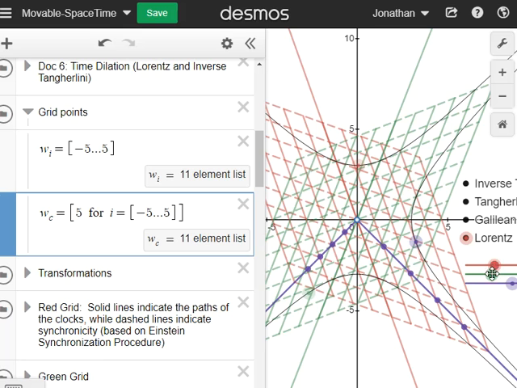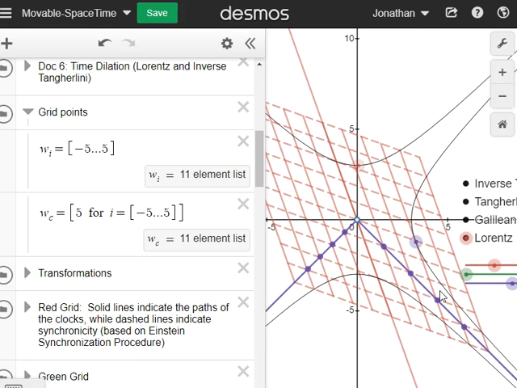Let me turn off the green, make it so you just see the red grid. And you can see this point is at -4, -4. This point is also at +4, -4 according to the red grid.